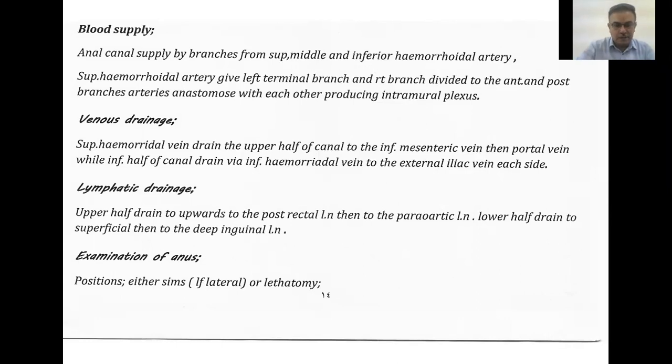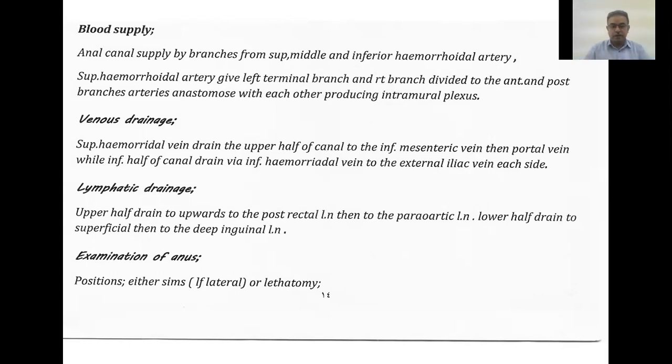The superior hemorrhoidal vein drains the upper half of the canal to the inferior mesenteric vein, then the portal vein, while the inferior half of the canal is drained by the inferior hemorrhoidal vein to the external iliac vein, which is systemic venous circulation, on each side of the anal canal.